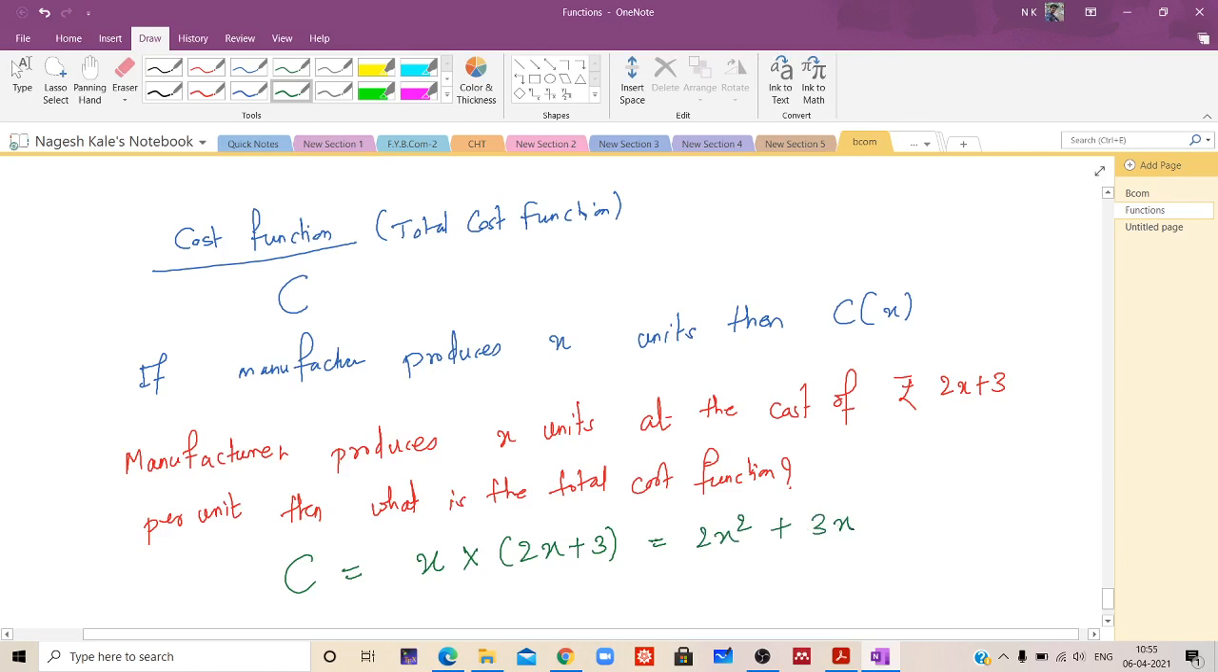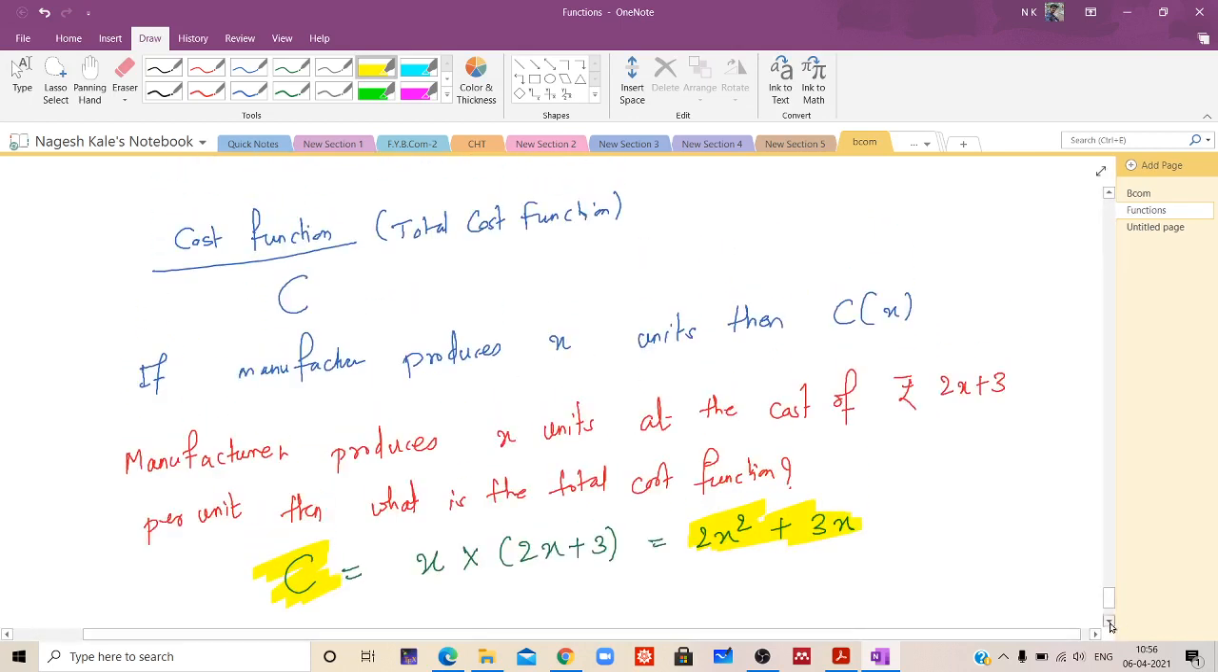Okay, so this particular thing is your total cost function. Total cost function C is given as 2x² + 3x, where x is nothing but the total number of units produced by that manufacturer, right? So this is the way we calculate the cost function, or we write down the cost function.